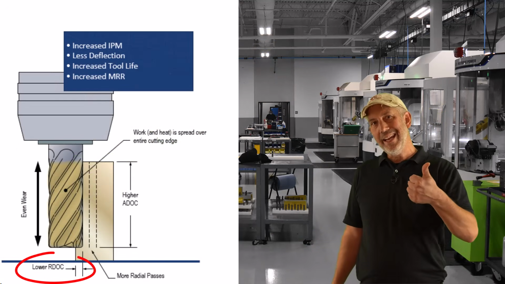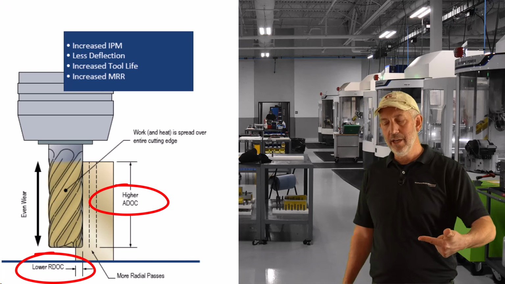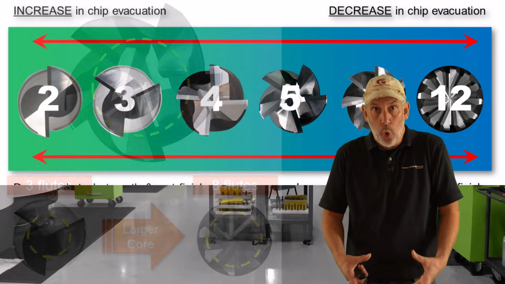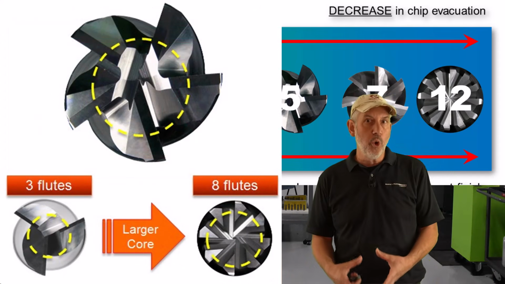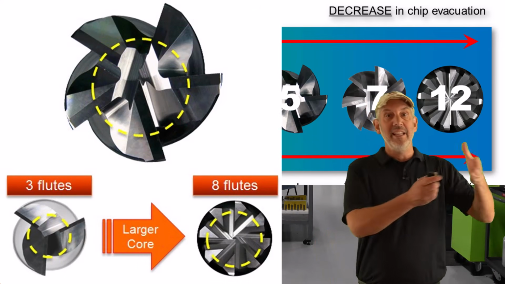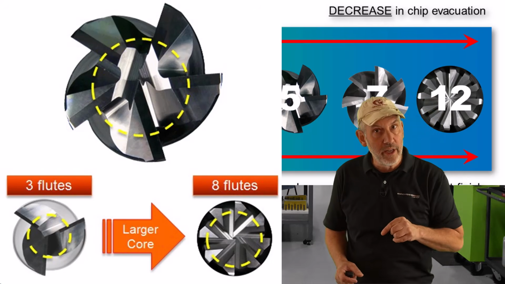So the whole key to taking care of heat and vibration is by taking a light radial depth of cut, taking a heavy axial depth of cut. We're going to add flutes, and don't forget, when we add flutes, we add core strength, and when we add core strength, we get even less deflection. Less deflection, less vibration. We're still taking care of that vibration.